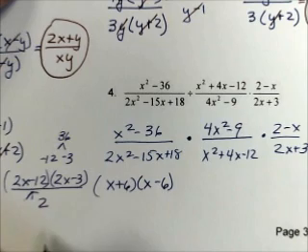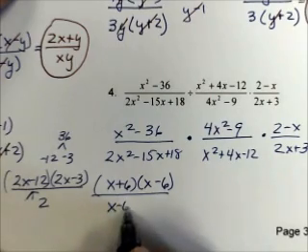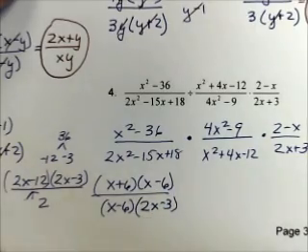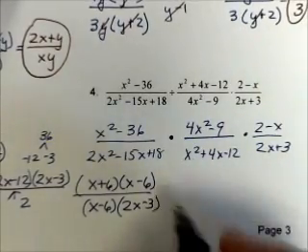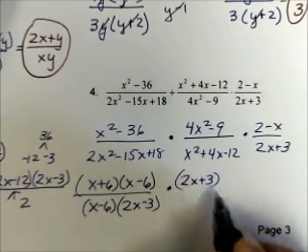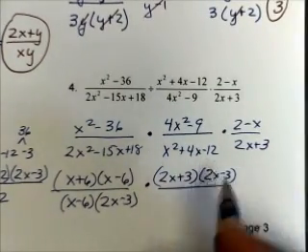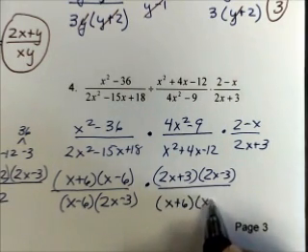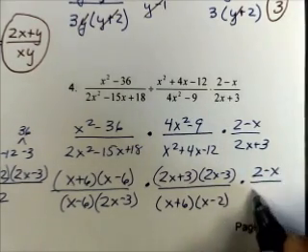2 divides into the 2x minus 12. It goes in x minus 6 times, so I'll bring that over here, x minus 6. And the other factor, 2x minus 3, I'll bring over. Okay, so I've factored both numerator and denominator of our first rational expression, times difference of two perfect squares, 2x plus 3 times 2x minus 3. The trinomial factors of -12 that add to 4 are +6 and -2. And our last fraction here does not factor.